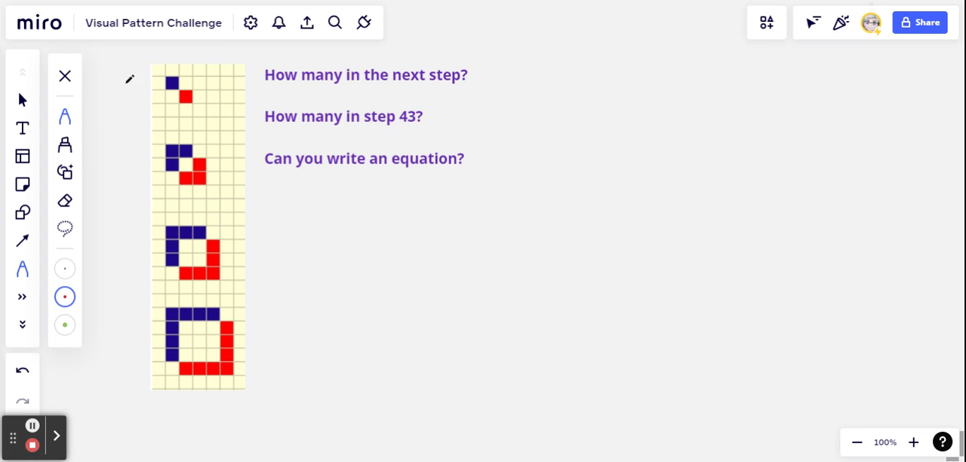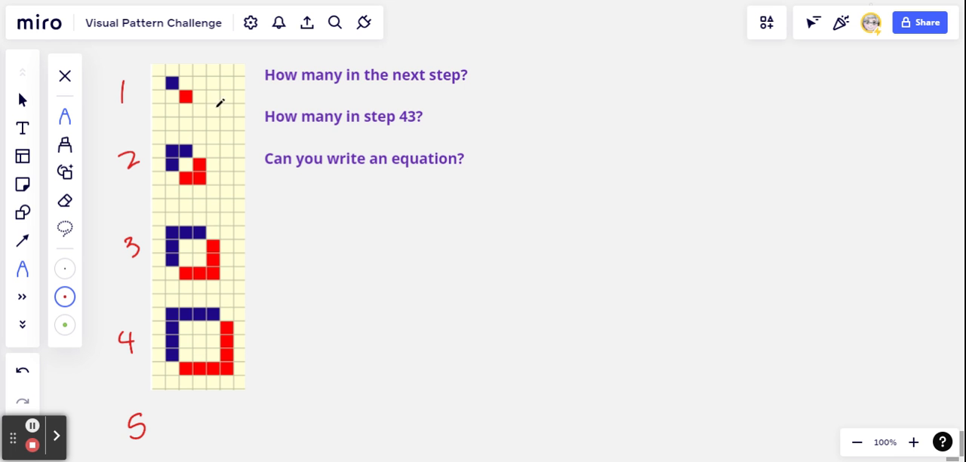Here's our pattern today. We've got step 1, step 2, step 3. We've even got a step 4 today. And your challenge is to predict the number of squares in step 5. If you can do that, can you predict the number in step 43? And can you write an equation that could be used to predict the number of squares in any step at all? So that's the challenge. If you'd like to accept it, pause the video and see what you can do.